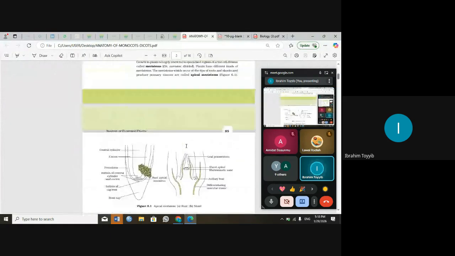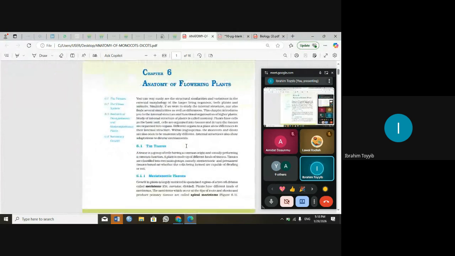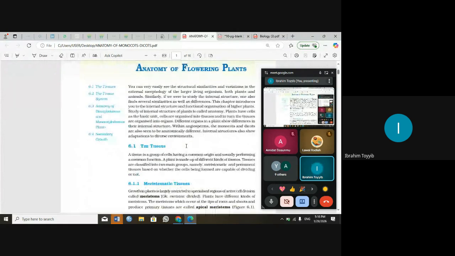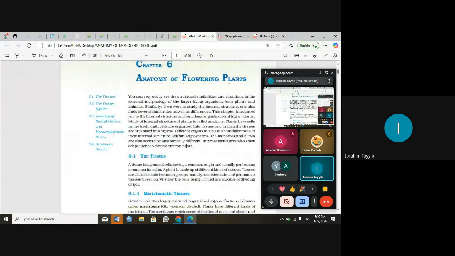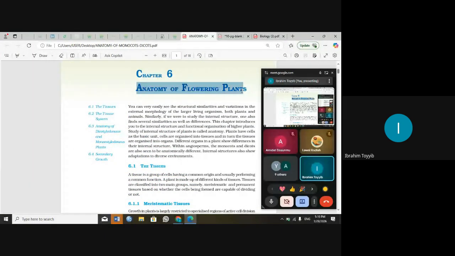So I will not just go to the structure like that. We have to pick some things here. So this anatomy of flowering plants. Can you tell me what's the meaning of anatomy? What's the meaning of anatomy?